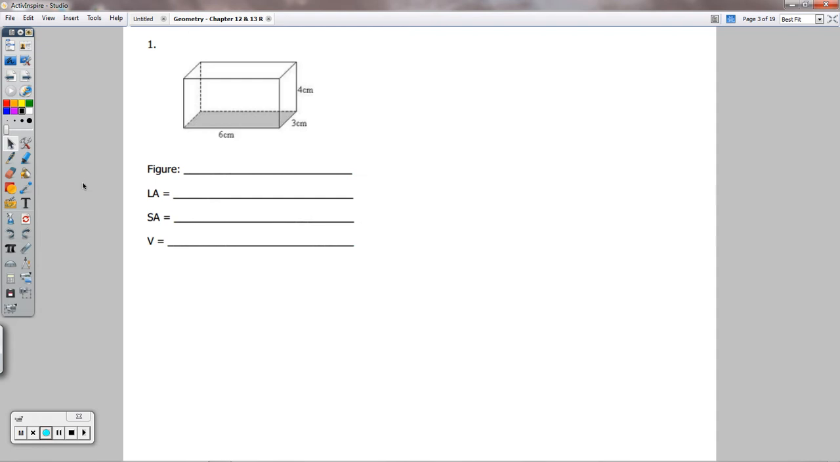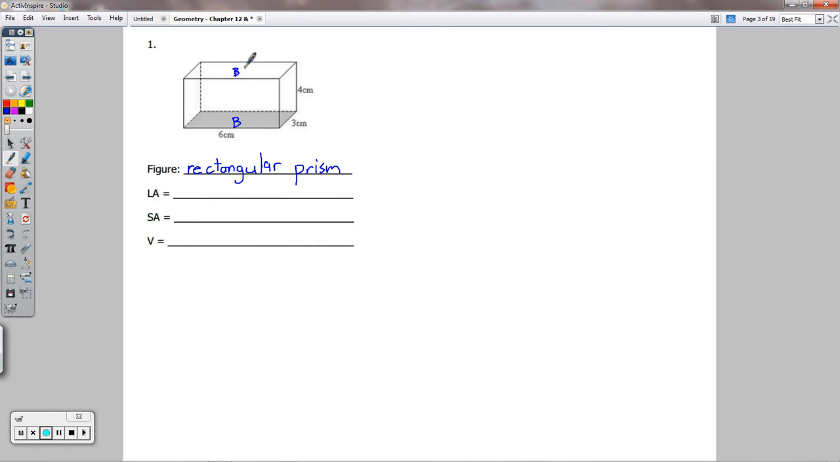So let's take a look at number one, considering all that. Number one, we've got a figure, and we need to figure out lateral area, surface area, and volume. We're going to assume that this shaded part here is the base that we're going to need. For a prism like we have here, a rectangular prism is the name of this shape. If you say box, tell me what you mean by that. A box is a rectangular prism.